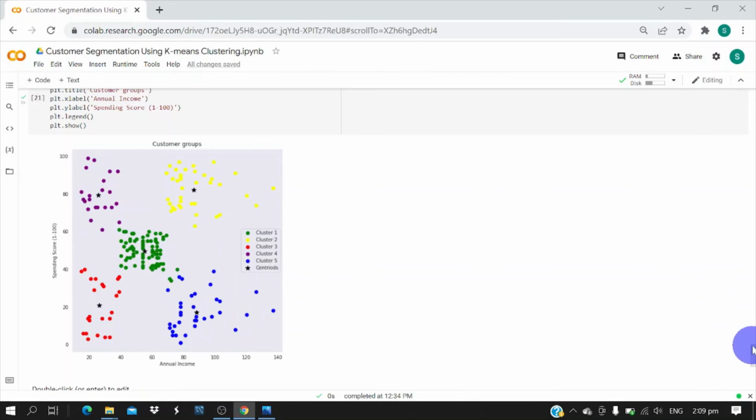Now, what are the business insights from this? Let's start with cluster one. Cluster one represents the customers who earn an average income, and they are careful about how they spend. They are average spenders. This set of people are careful about how they spend at the retail store.